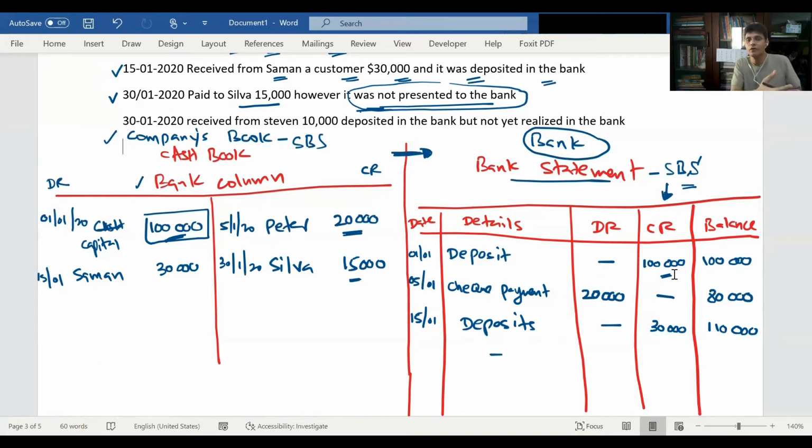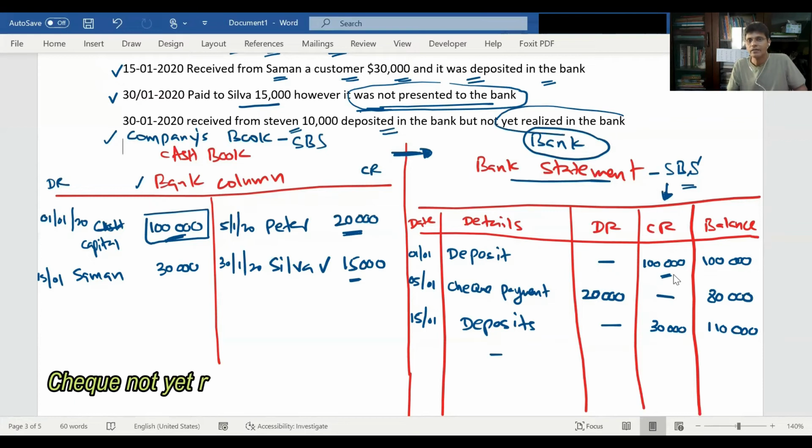Whereas the accountant of your company, SBS company, he knows. He has issued a check, so he has to account for it. He accounted it.